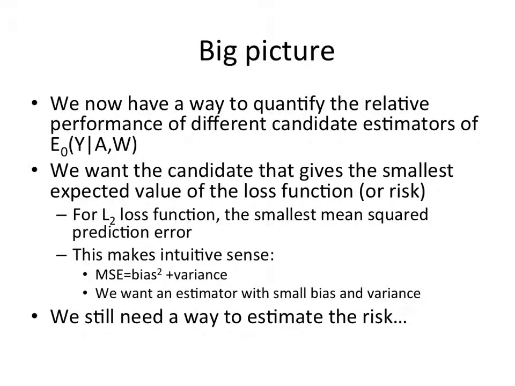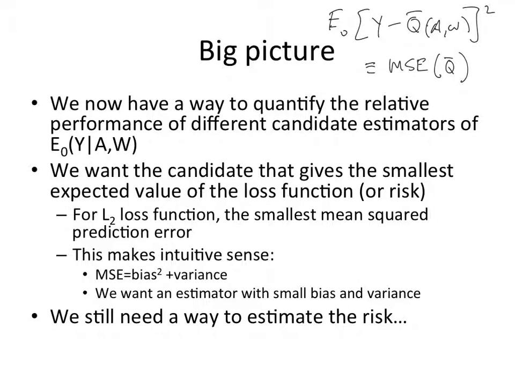Okay, so now we have loss functions, and we want to minimize that loss function. That's also the same as minimizing the mean squared error. It turns out the risk is the mean squared error here. The E0 of y minus q bar of A, W, squared is defined. That is the same as the mean squared error of q bar. So the risk is mean squared error. Mean squared error, of course, has intuition beyond this justification. This is also called L2 loss.